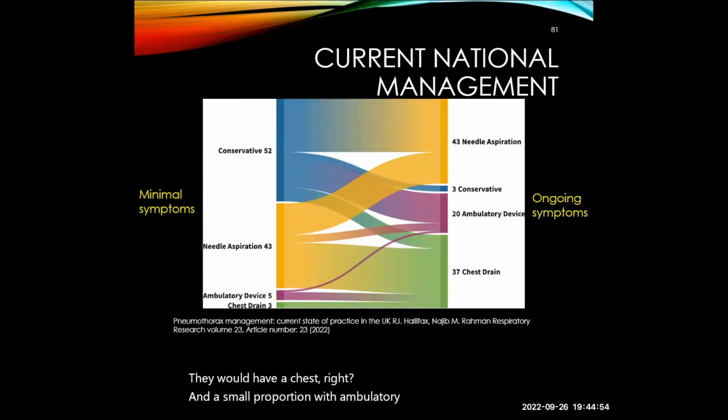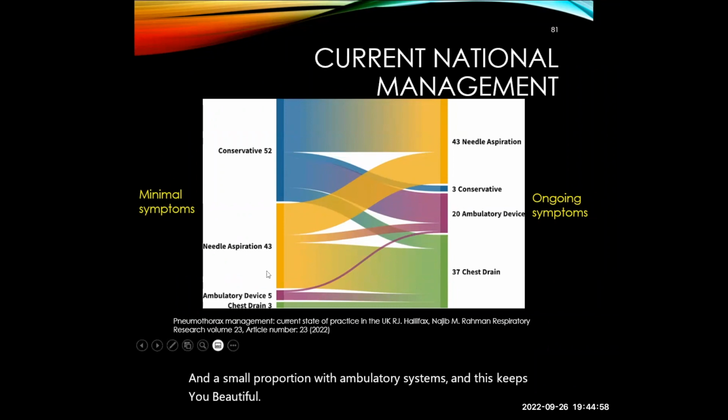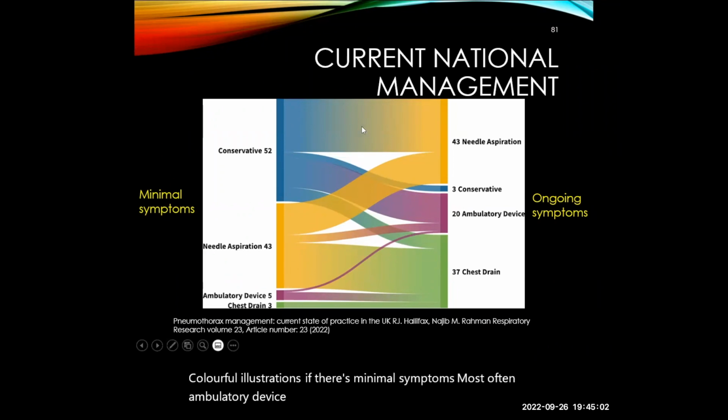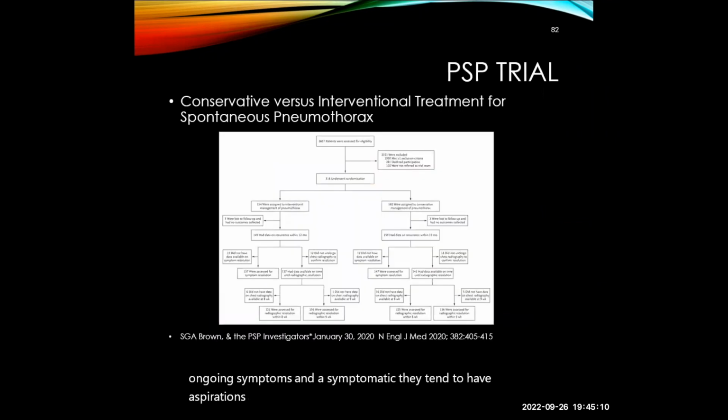And this gives you a beautiful, colorful illustration. So if there's minimal symptoms, most often ambulatory device or conservative management. But as it goes to ongoing symptoms and they're symptomatic, they tend to have aspirations and drainage. So this is the algorithm of a study which has triggered the way things have changed.